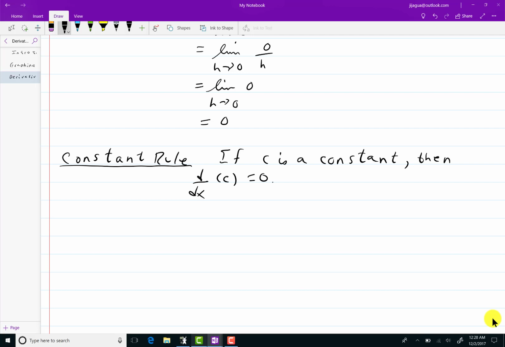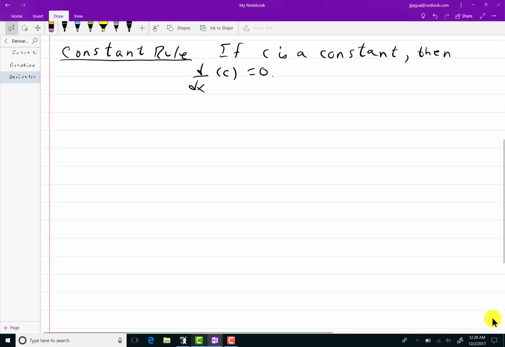That shouldn't surprise you, because if you graphed a constant, say y equals 5, you're going to get a horizontal line. It should make sense that there's no change in that line as x does anything. It stays the same the entire time.